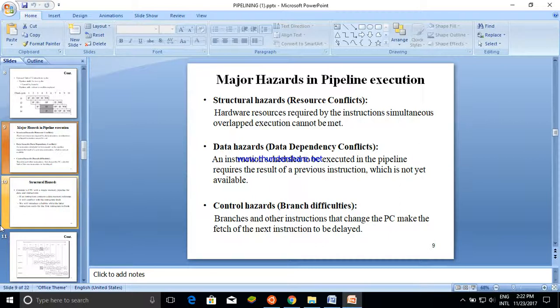And last but not least are the control hazards, which are also known as branch difficulties. Branches and other instructions that change the PC, that is the program counter, which stores the address of the next instruction, make the fetch of the next instruction to be delayed.